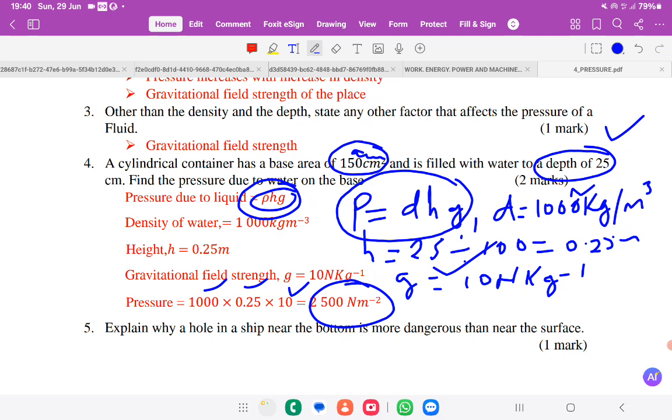Number 5. They're saying, explain why a hole in a ship near the bottom is more dangerous than near the surface. Okay, let's suppose we have a ship. Let's suppose this is a ship, a ship which is floating.